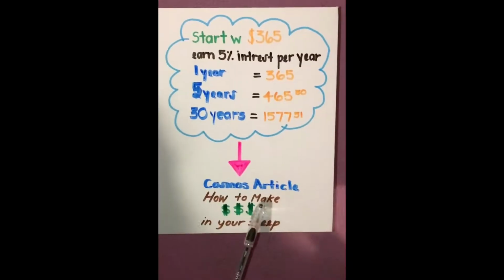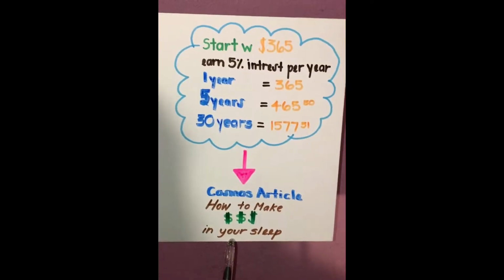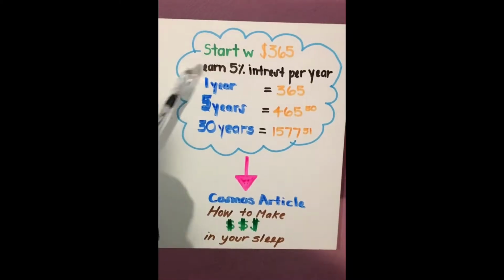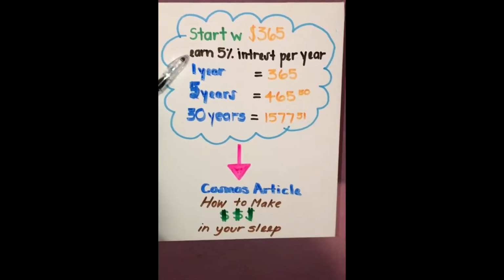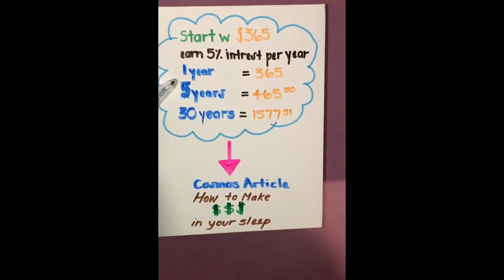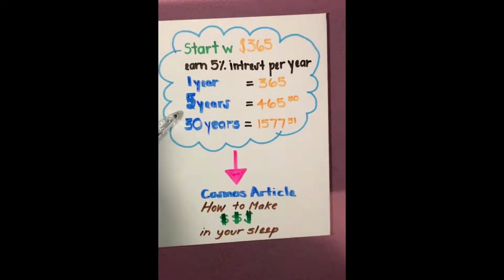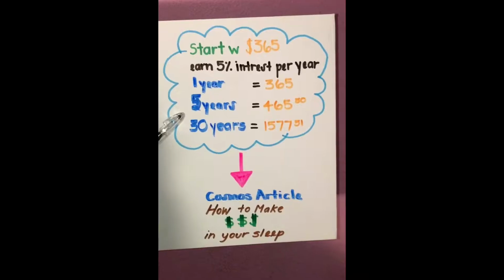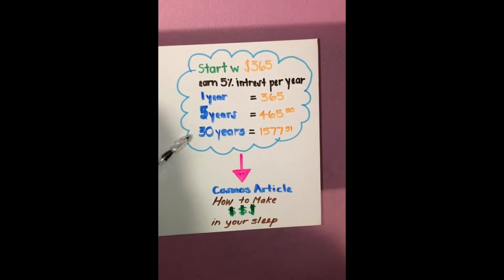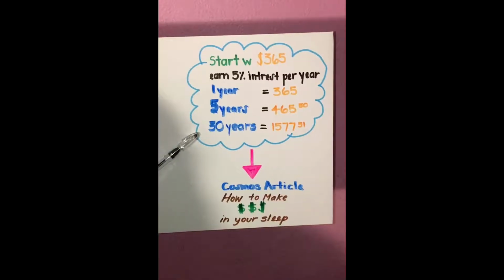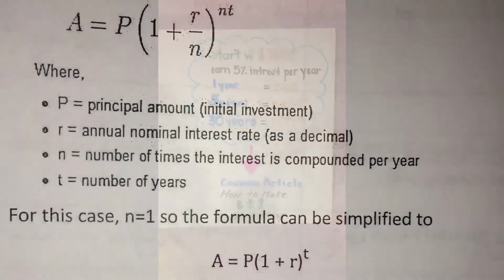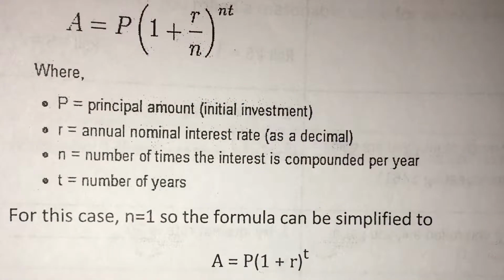In the Cosmos article, How to Make Money in Your Sleep, we got the main idea that we start off with $365 and earn a 5% interest rate per year. In 1 year, we would have $365. In 5 years, we would have $465.50. And in 30 years, we'll have $1,577.51. So this is compound interest, which is A equals P(1 + R/N)^(NT).